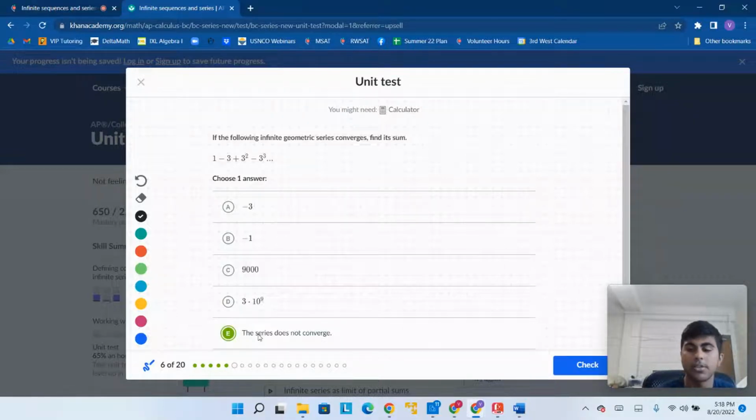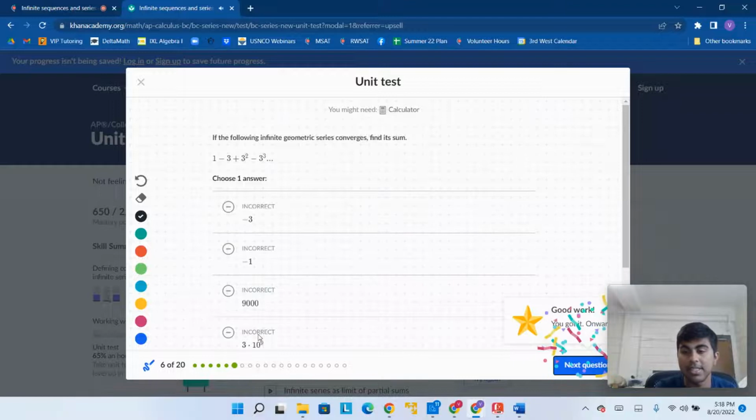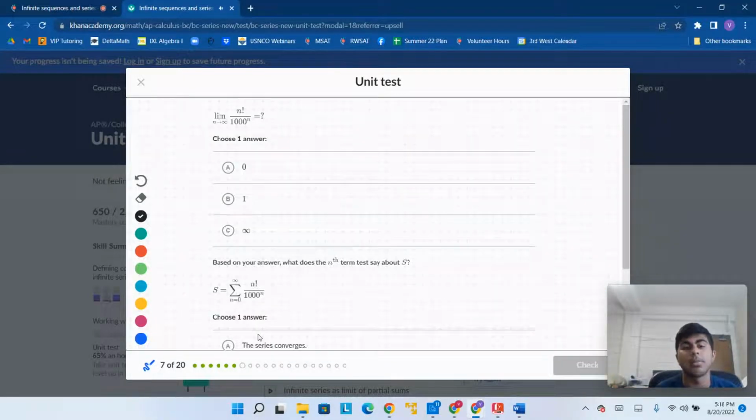It does not converge. Right? It only converges if the terms go to 0. Right? These terms are not going to 0. They're going to infinity or negative infinity. So it doesn't converge. That's the nth term test, remember. Let's keep going. All right, limit as n approaches infinity of n factorial over 1000 to the n.